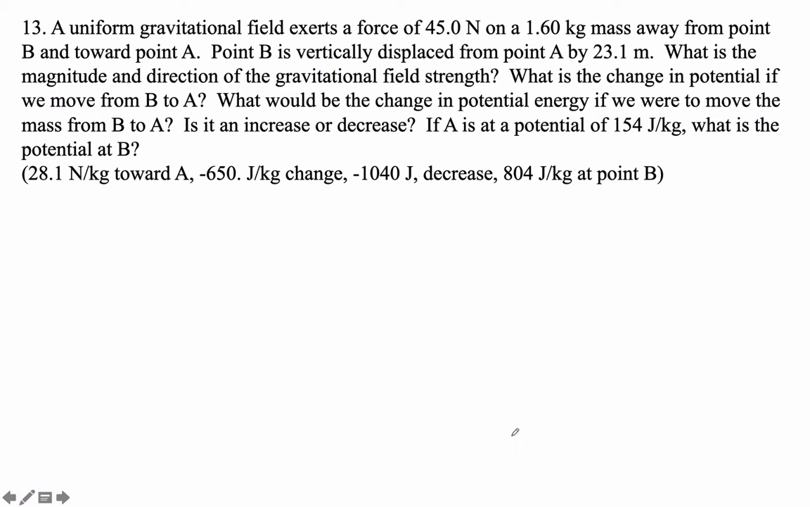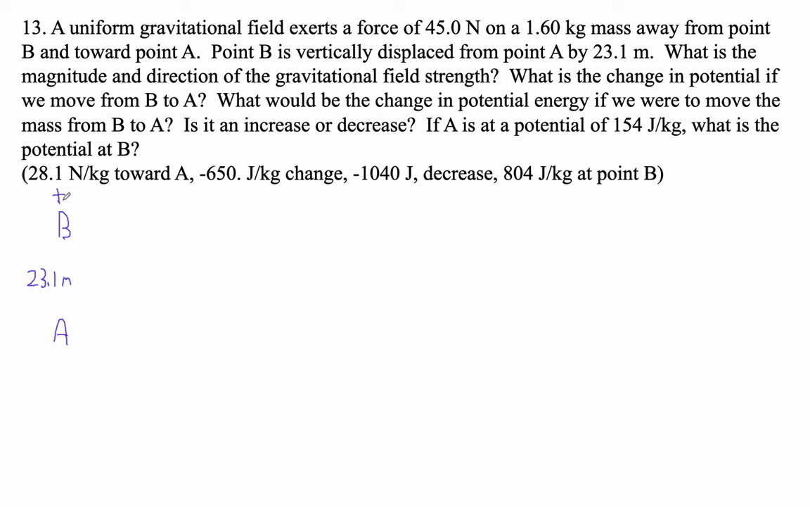A uniform gravitational field exerts a force of 45 newtons on a 1.6 kilogram mass away from point B toward point A. Okay, well, this is easy, right? So away from B toward A. Okay, A must be below B, because it's toward A, right? A must be below because the force of gravity is down. And then this is 23.1 meters.